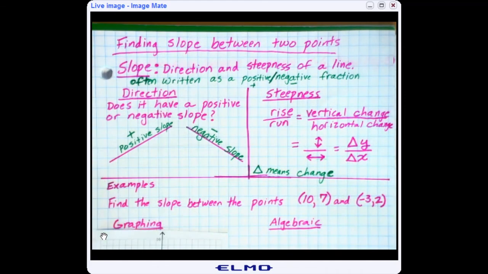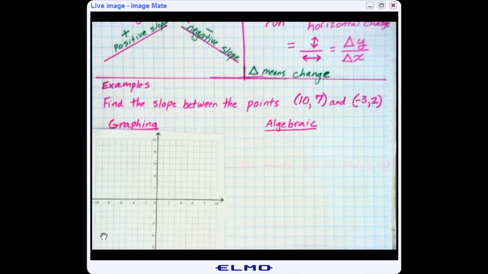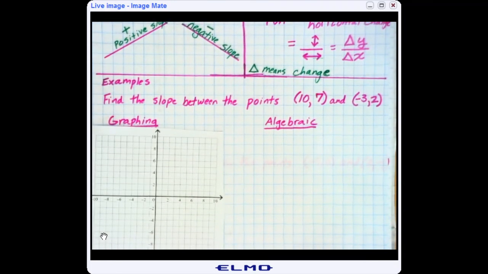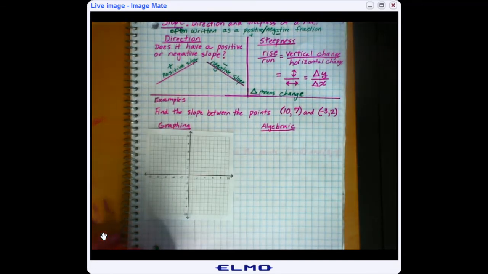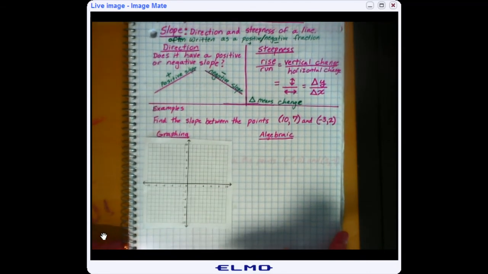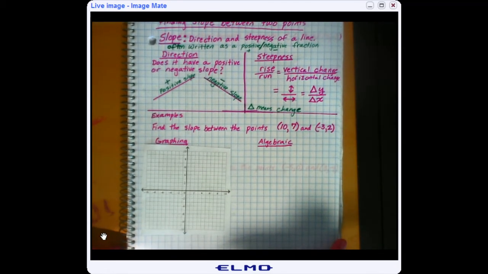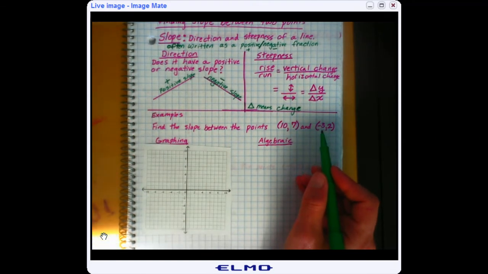Now, we're going to do some problems together. Okay, so let's say I want to find the slope between these 2 points. If I want to find the slope between them, we have a couple different methods that we can do. I can graph them, or I can do it algebraically, and we're going to look at both of those methods here. So if I'm going to graph it, I'm just going to plot these 2 points and connect them on my graph.